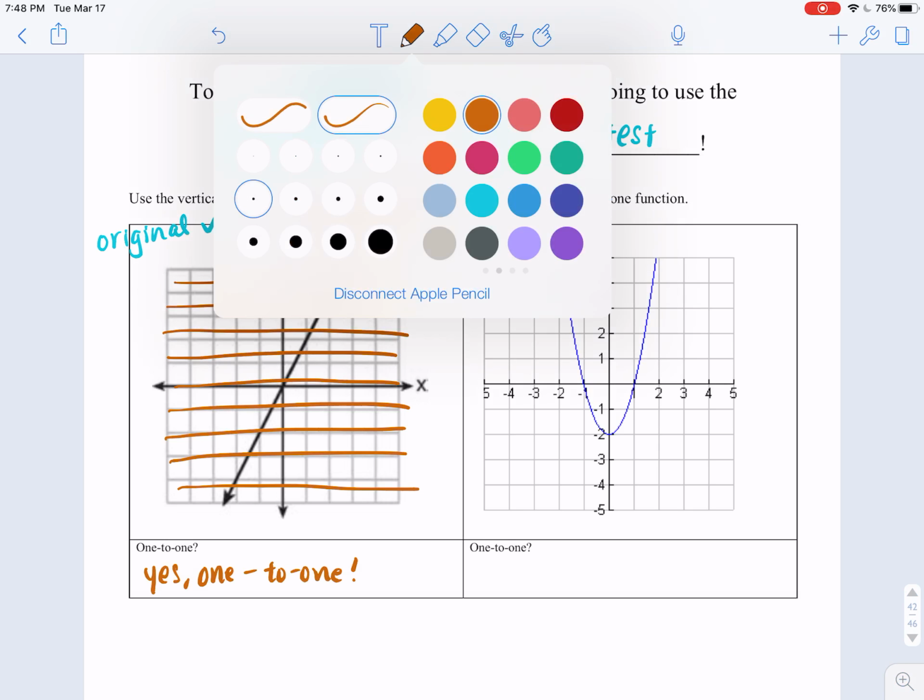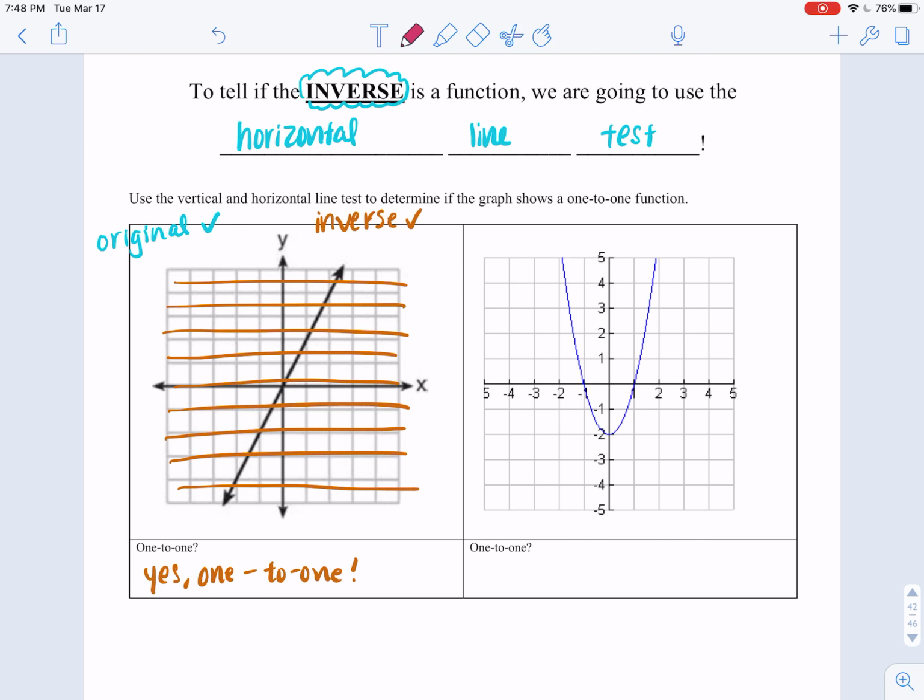Okay, next one. Let's use our vertical line test. You see how I'm drawing all these lines? And it only touches my graph at most at one point. That makes it a function. So my original is a function.